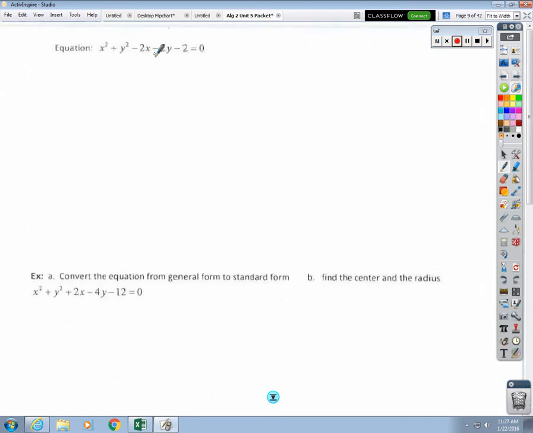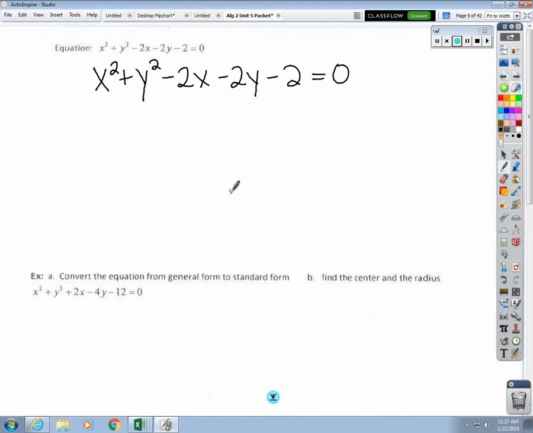Okay, on this next page, your example may have been cut off on some of the packets, so I'm just going to rewrite it in case you can't see yours. x squared plus y squared minus 2x minus 2y minus 2 equals 0. Okay, currently we have an equation of a circle in what form? General. Good. And we want it in what kind of form? Standard.